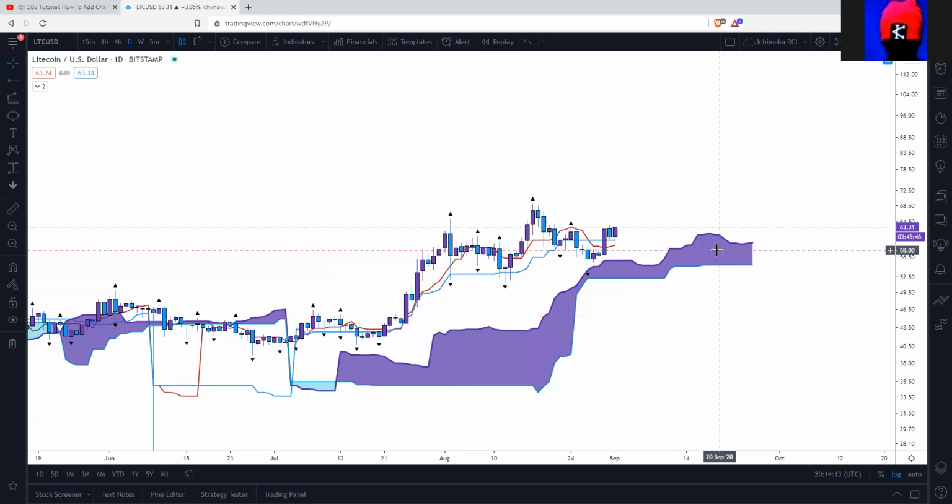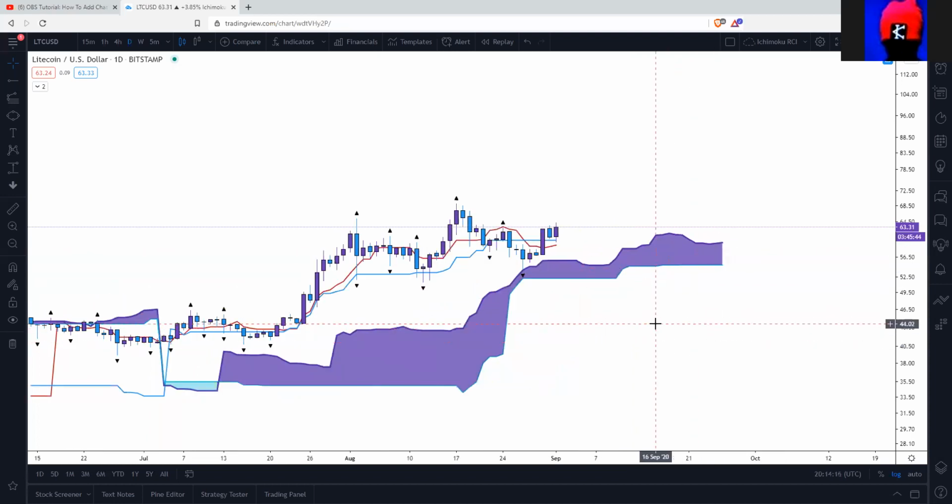So here, the first thing I want to look at is the cloud. Where's the price related to the cloud? Okay, we're bullish. We're above the cloud. That's the first confirmation. So I'm thinking automatically, look for a bullish trade. But this is what happens when I have to change my tone on that.